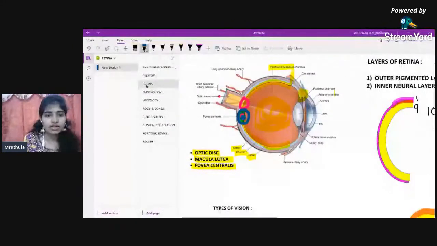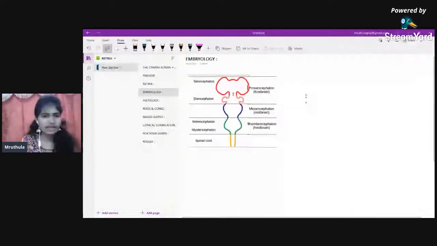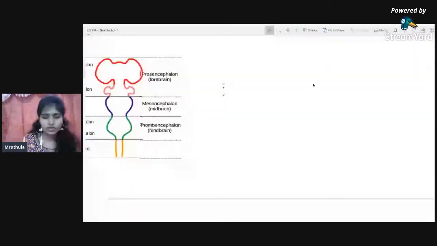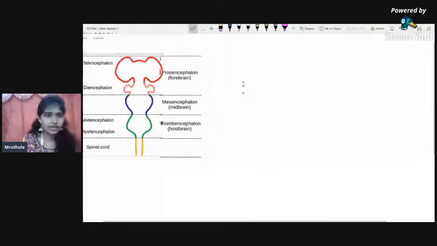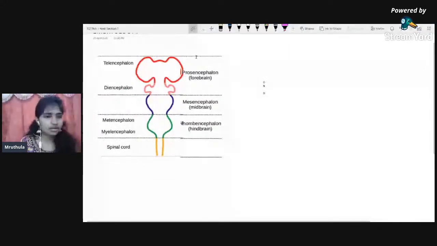I just mentioned that the retina forms a very thin layer on the anterior aspect, and that's called the non-visual part. We should know how this actually happens. For that, we'll see a little bit about the embryology. In case you know already about the neural tube, this picture will be familiar. If not, it's not a problem. Have a look at this. This is the structure of a neural tube.